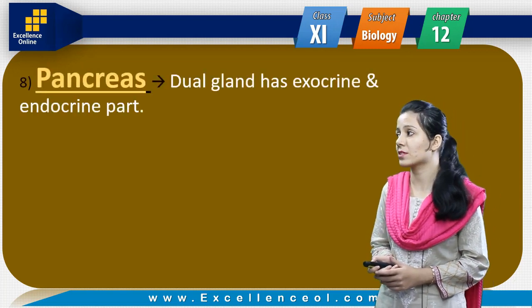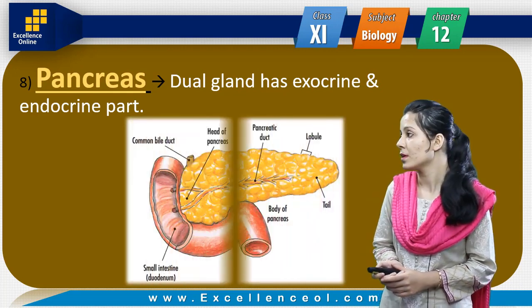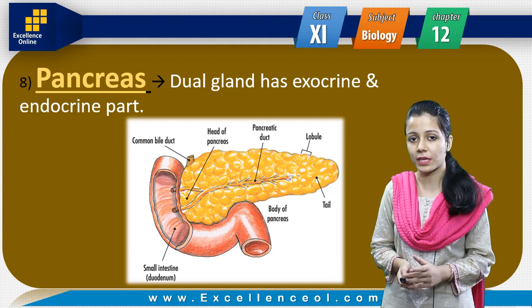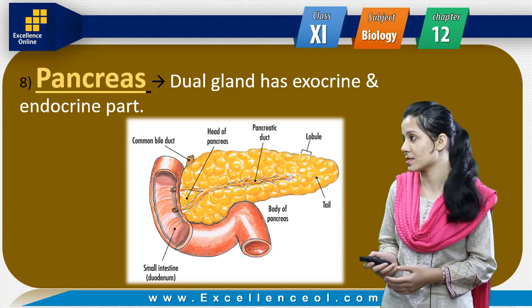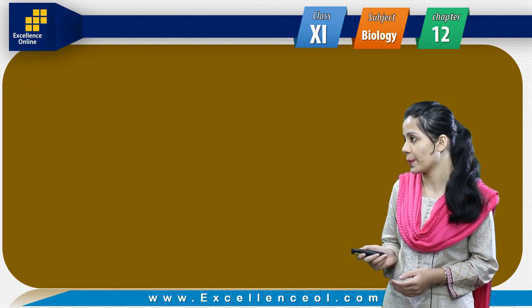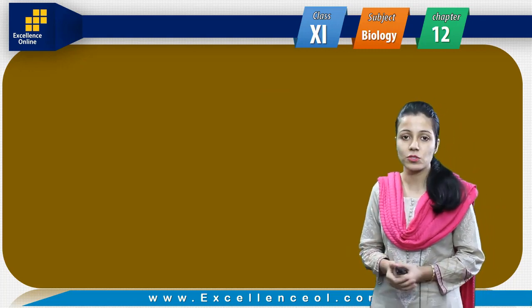Then the pancreas. It is a dual gland. It has an exocrine as well as an endocrine part. The exocrine part helps in digestion, as it produces pancreatic juice, and the endocrine part has a role in sugar maintenance. This is the structure of the pancreas, this yellow structure. So these are the basic steps of digestion.